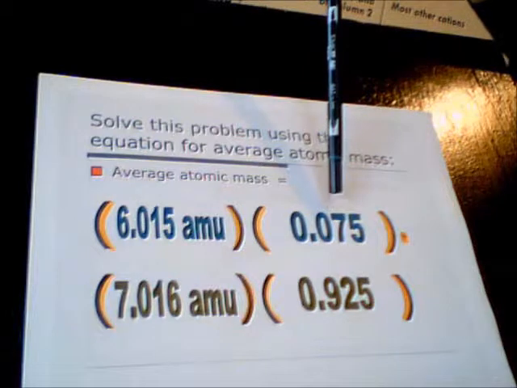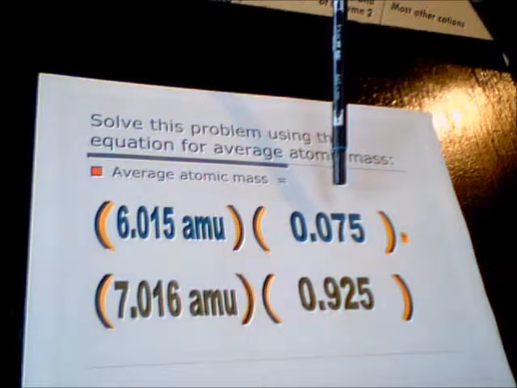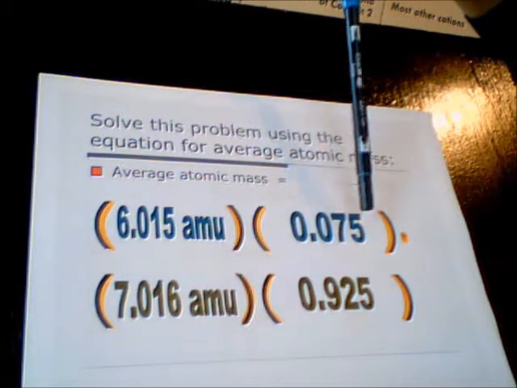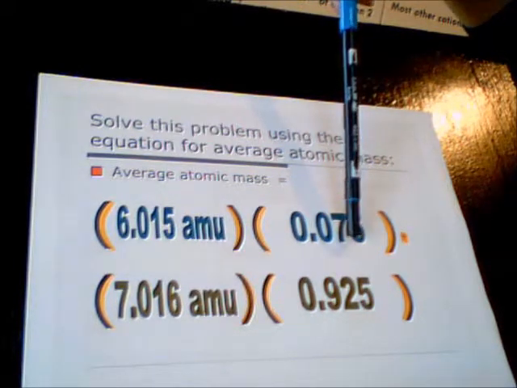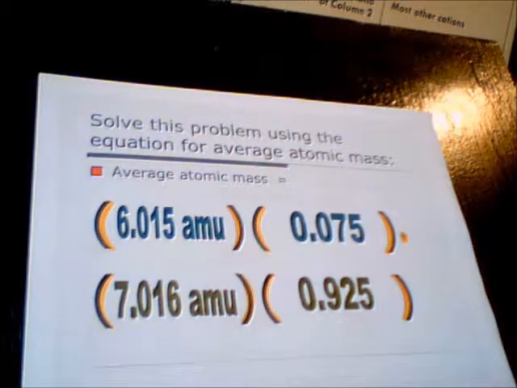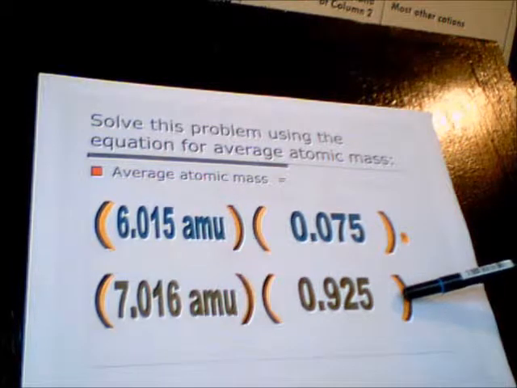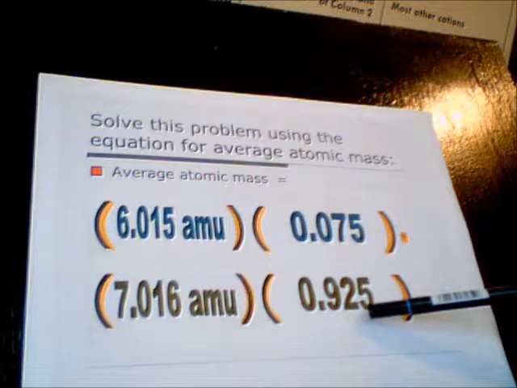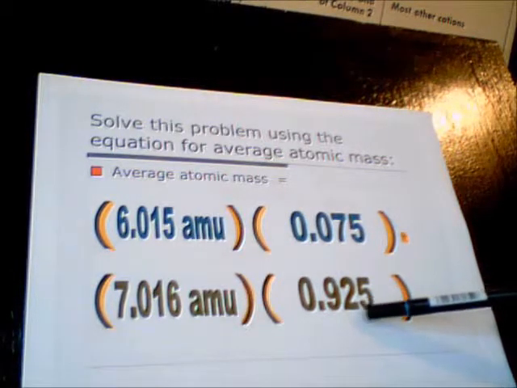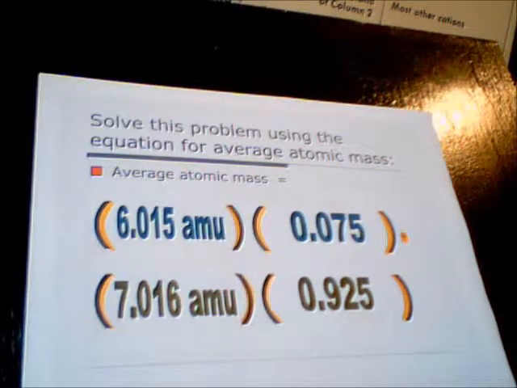7.5%, I take 1/100th of that, and that means I'm going to move the decimal place 2 places to the left. So I moved the decimal place that was here 2 places to the left. And that's what I'm going to multiply by my mass. Notice I did the same thing with the 92%. 92.5%, I take 1/100th of that, and I move the decimal place over 2 places to the left.